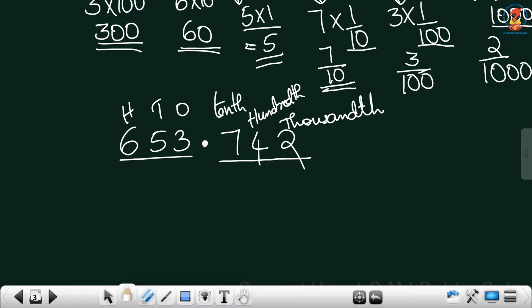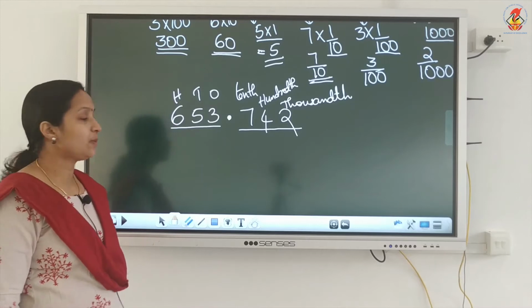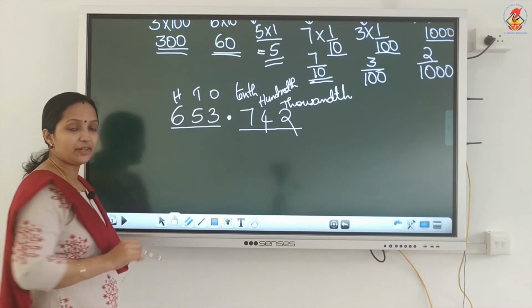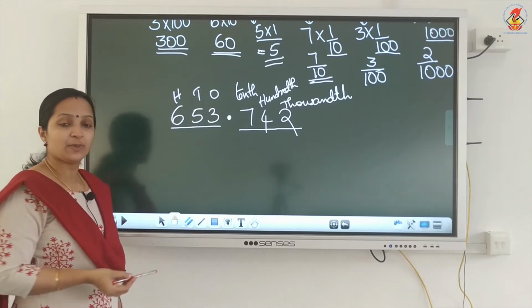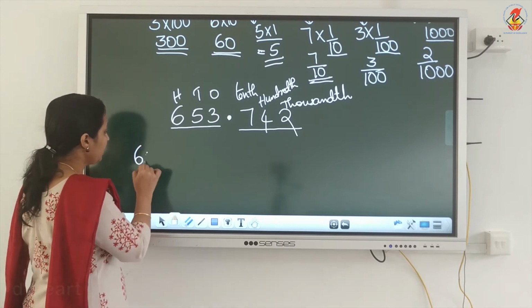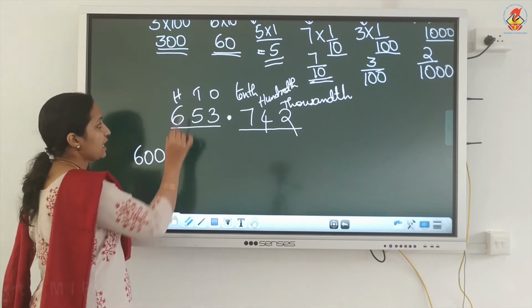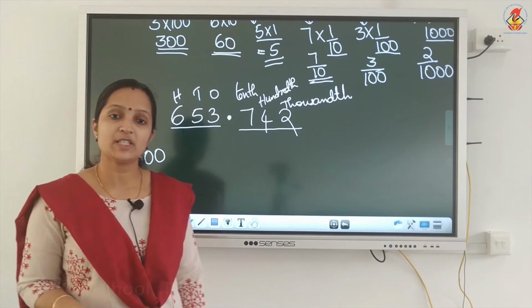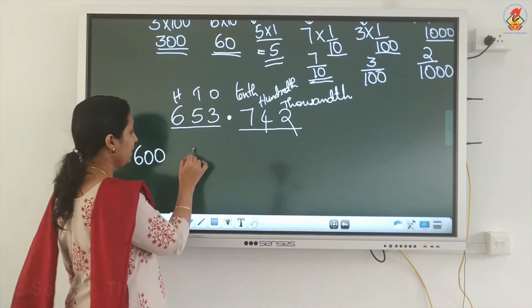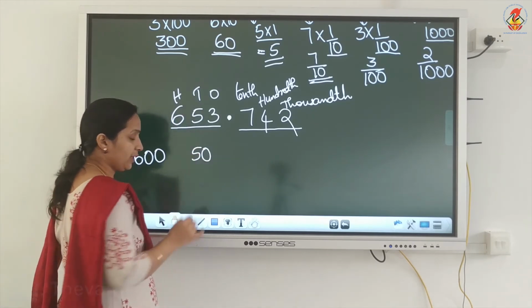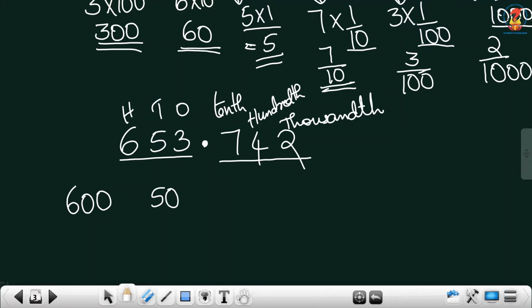Now we have to write the place value of this particular number. 6 is standing in 100th place, so the place value of 6 is 600. And 5 is standing in 10th place, so the place value of 5 is 5 into 10, 50. 3 is standing in 1's place, so the place value of 3 is 3 into 1, 3.